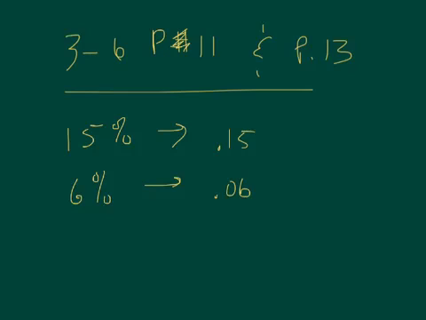So this is just like the problem with money. Now we'll say that X is the amount invested at 15%, and we'll call Y the amount invested at 6%. And the person is investing $8,000 total. So X plus Y is $8,000.